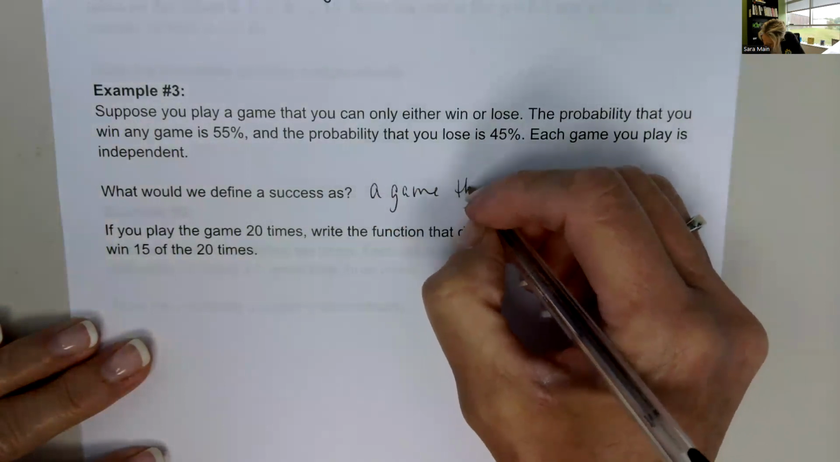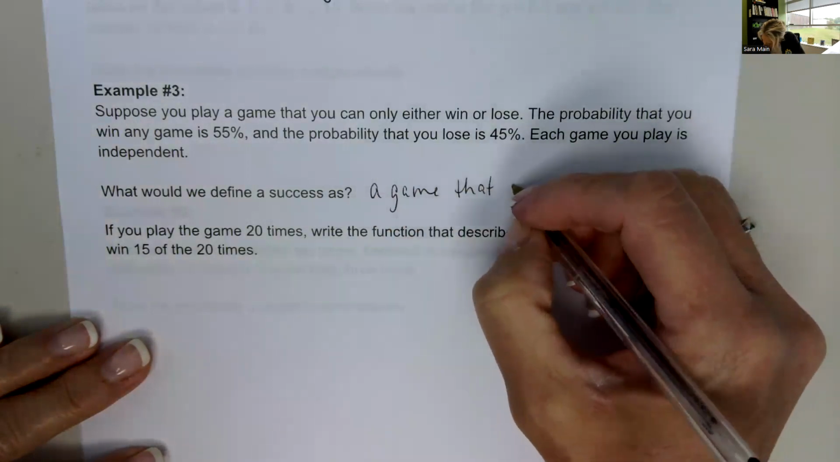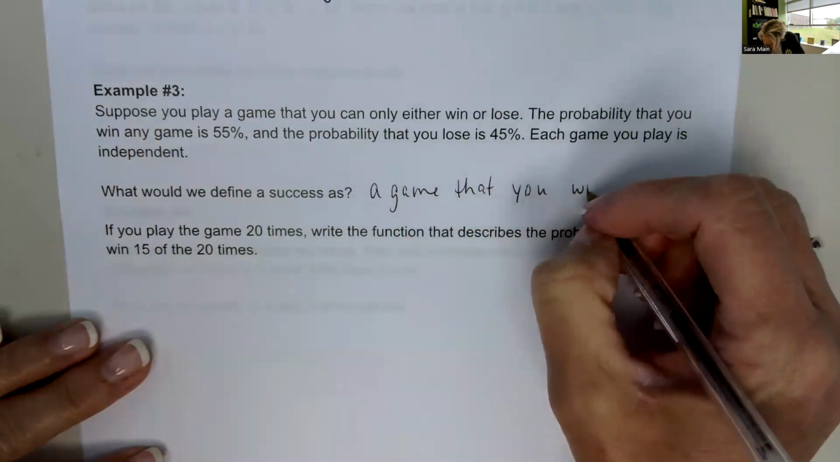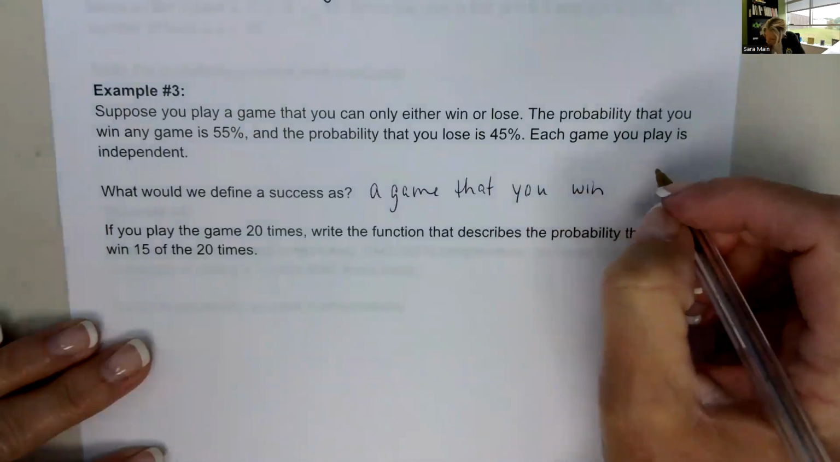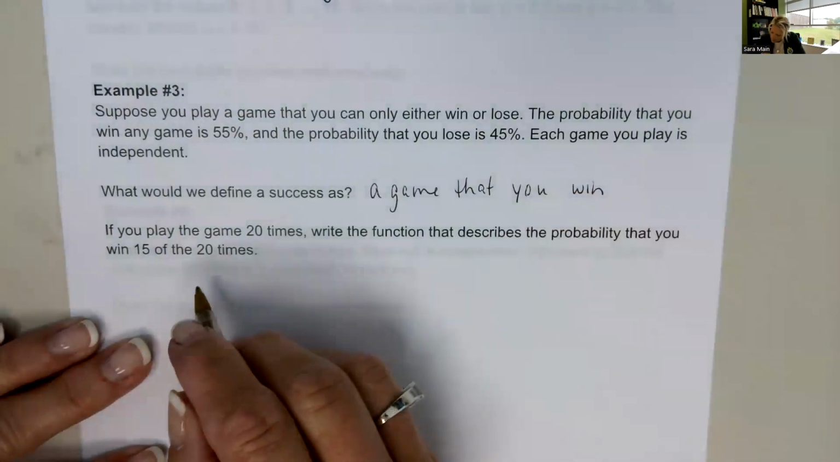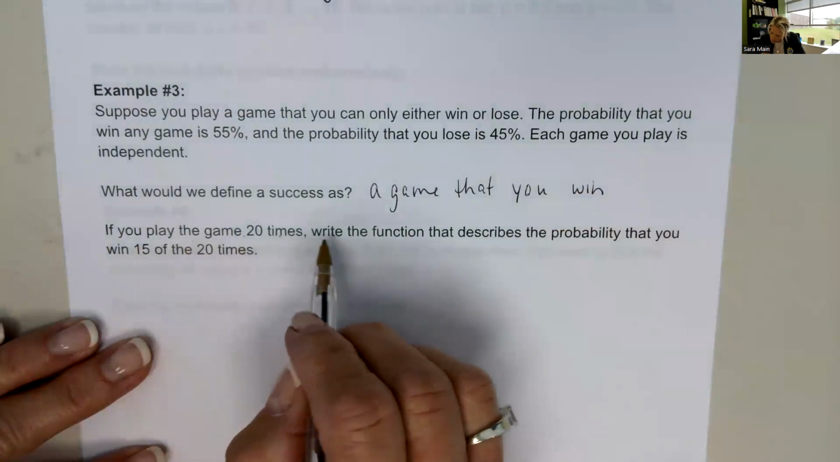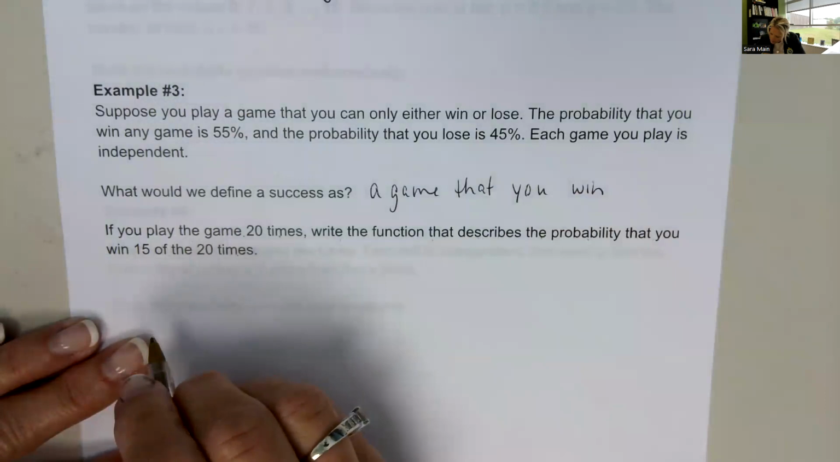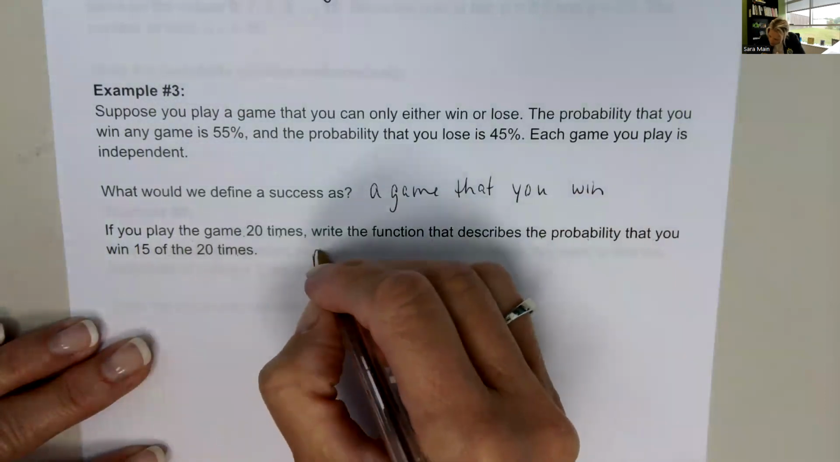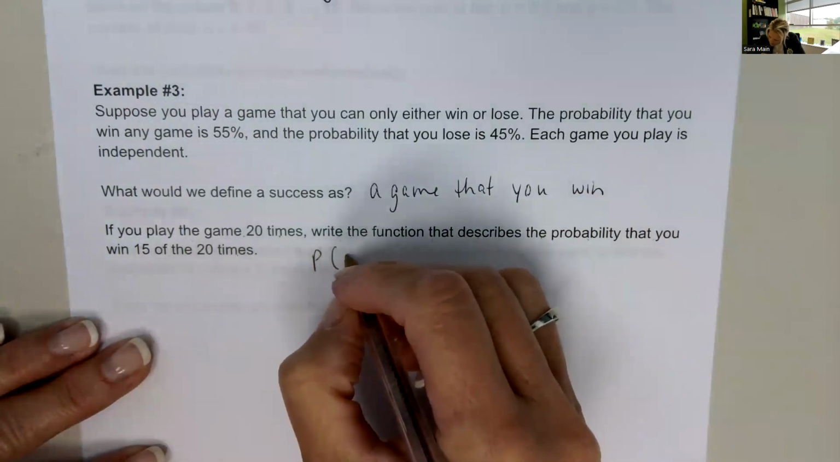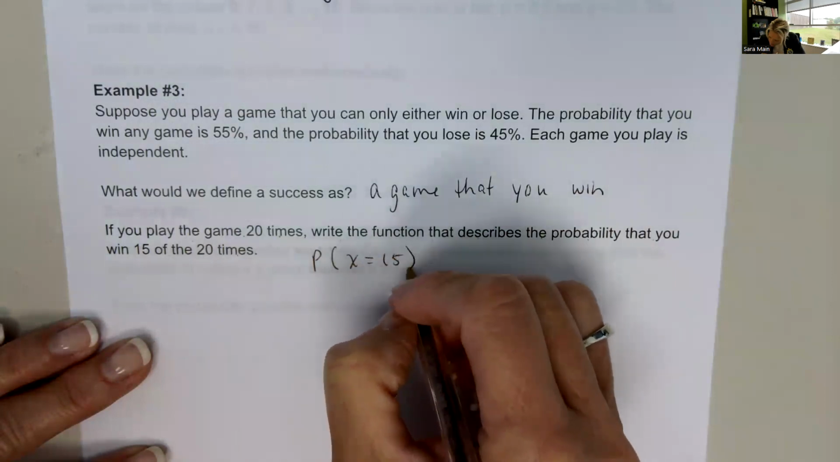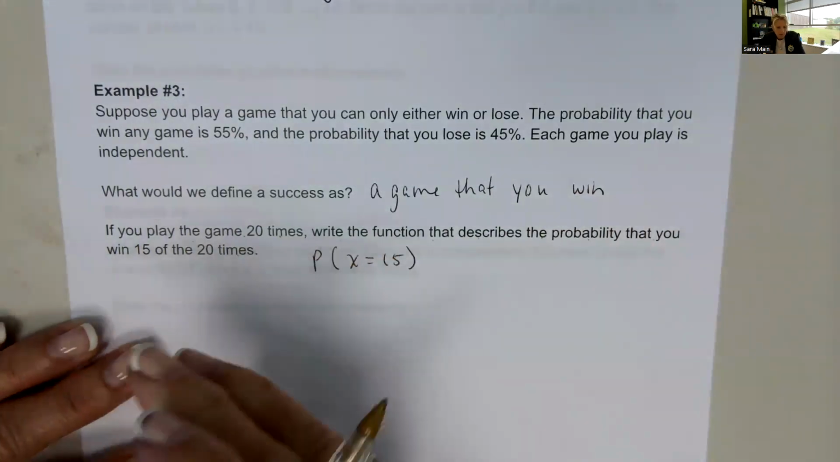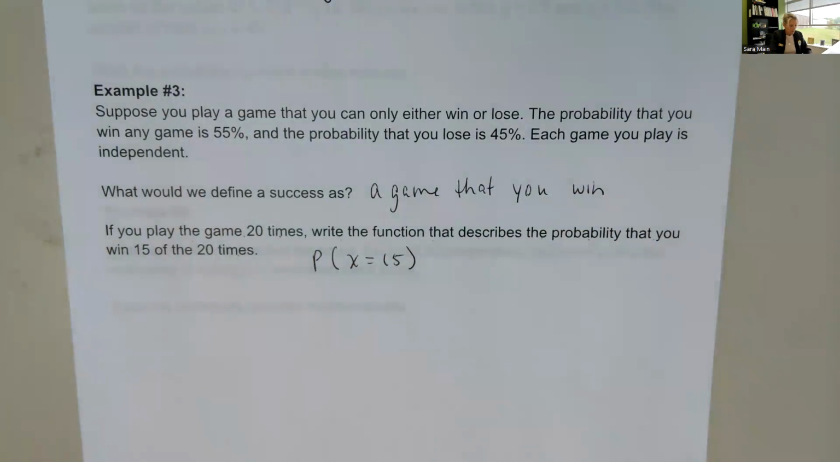A game that you win. If you play the game 20 times, write the function that describes the probability that you win 15 of the 20 times. So this is the probability of x equals 15. We're going to learn how to find that out.